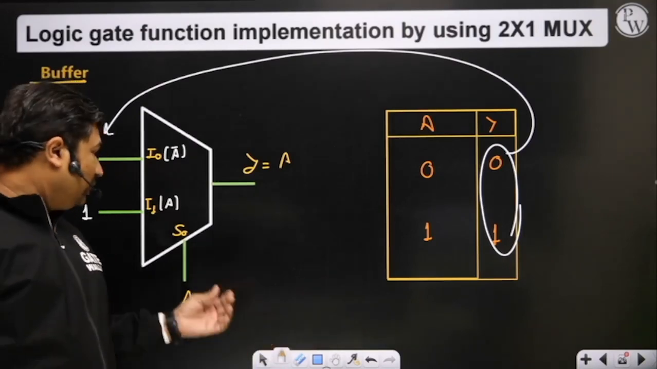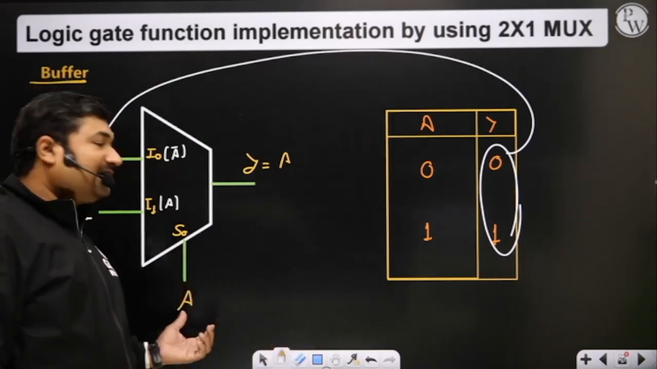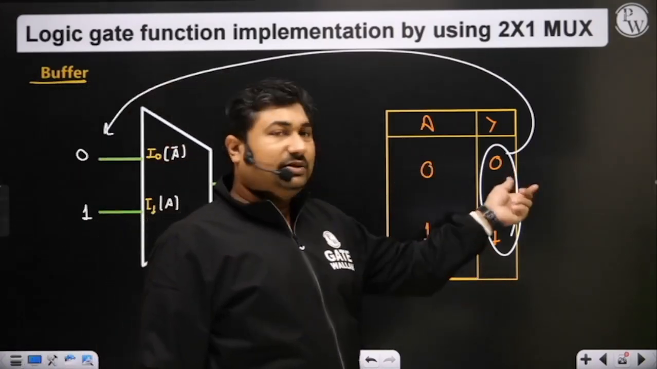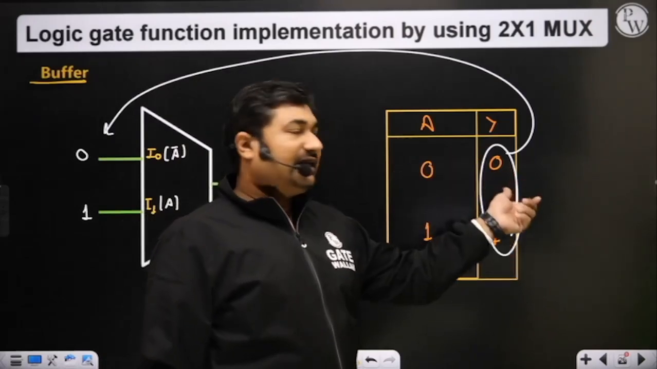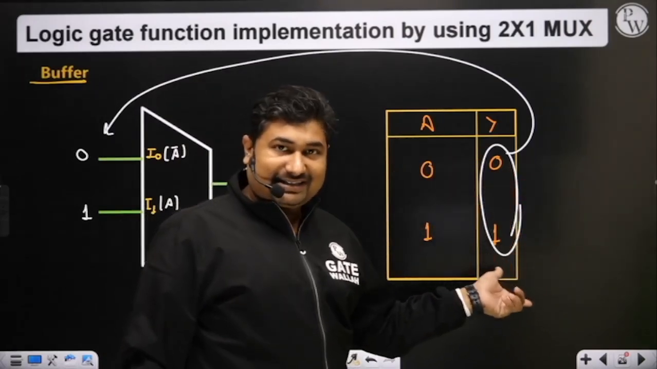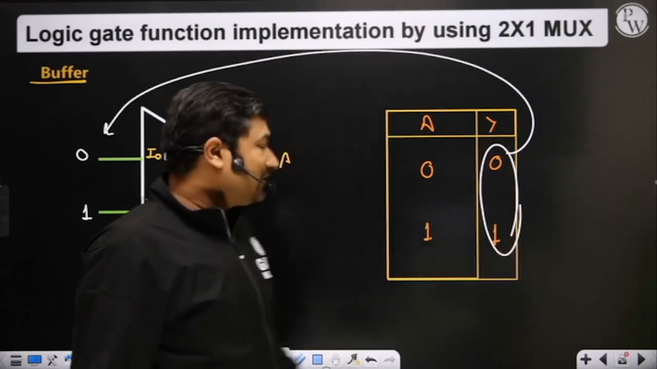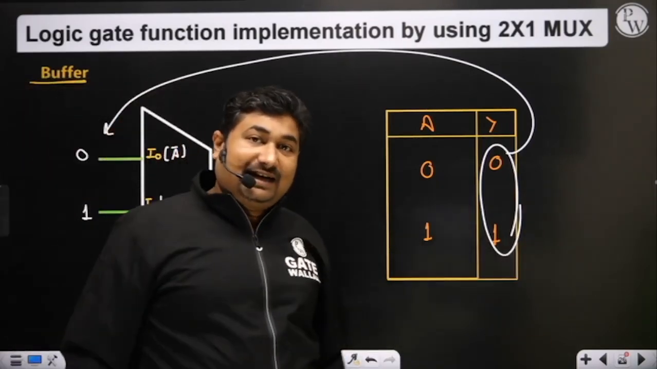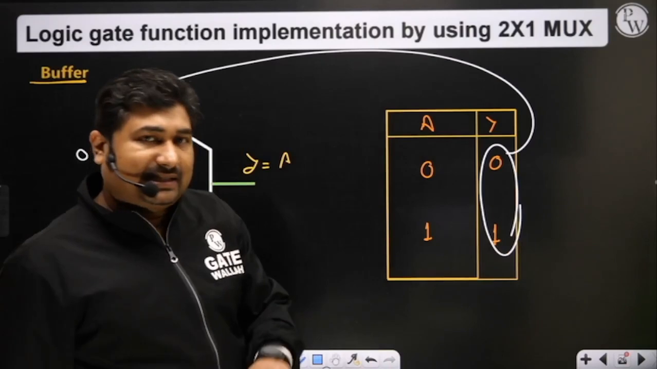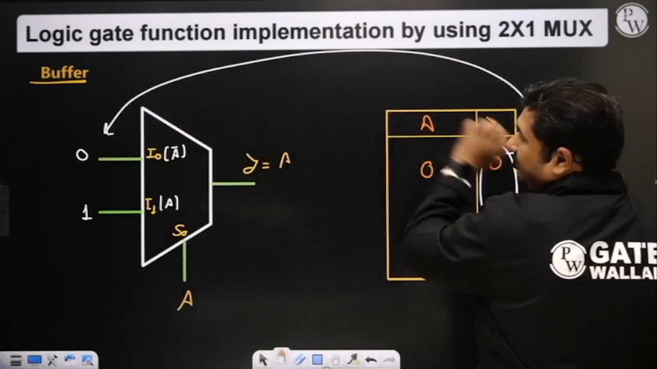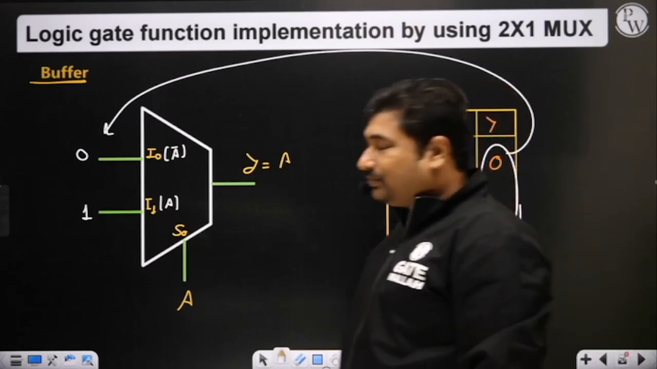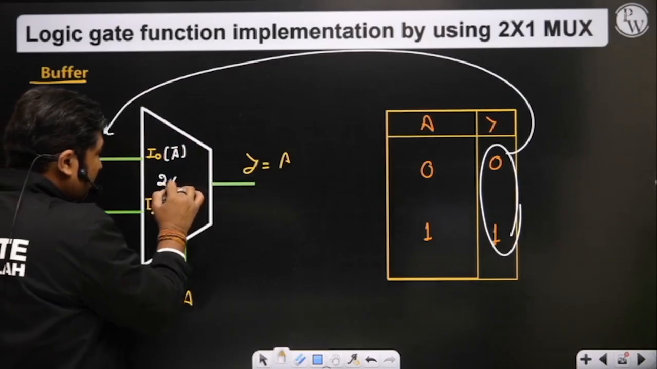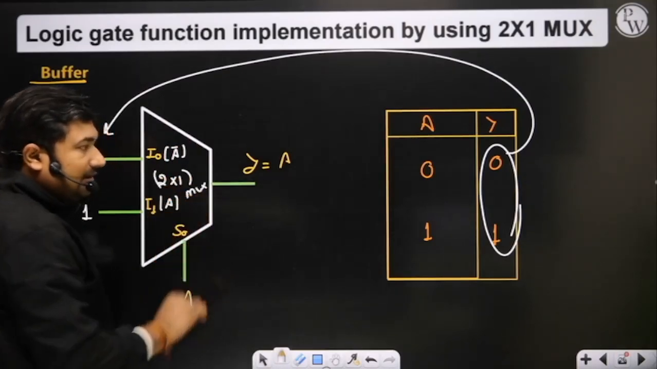Simple. We have only one literal. So with this one literal, if we go to the truth table of a buffer, the truth table is 0, 0, 0, 1. So for 0, we get 0. For 1, we get 1 in buffer. So I'm just going to apply 0, 1 here. Whenever all the inputs are on the select line, you can directly copy and paste the truth table output function onto the inputs of the multiplexer. This is your 2x1 mux. Is it okay?